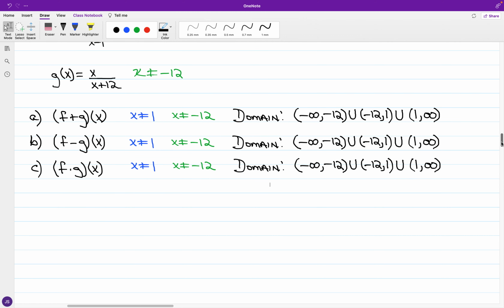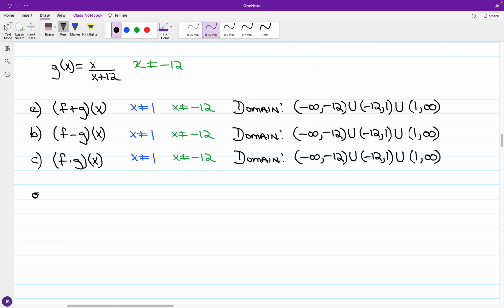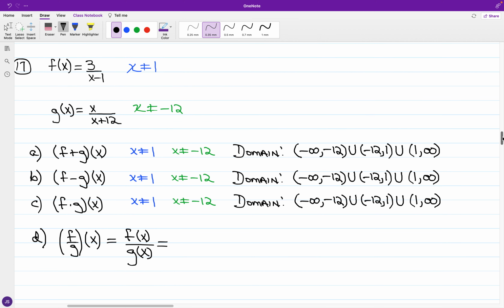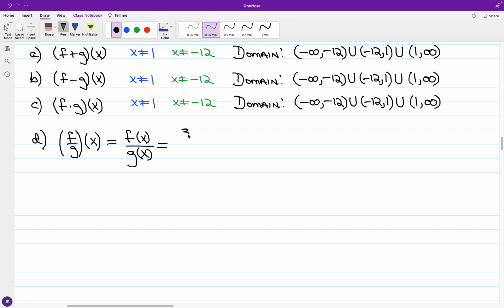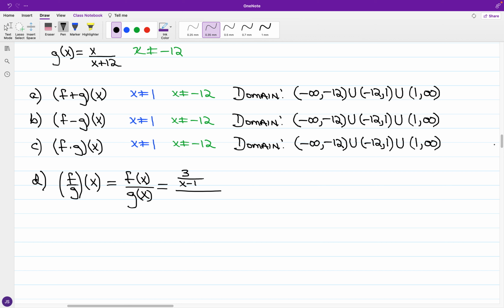And again, we have the quotient function, which can have a distinct domain. Just looking at what we have here now for f over g of x. You have f of x over g of x. With f of x, we have 3 over x minus 1. And for g of x, we have x over x plus 12.